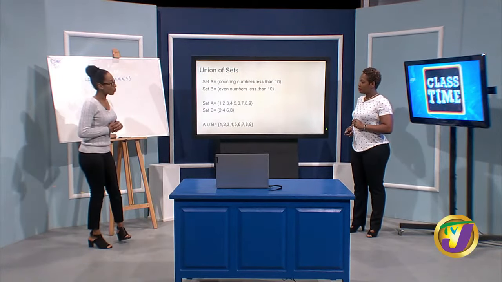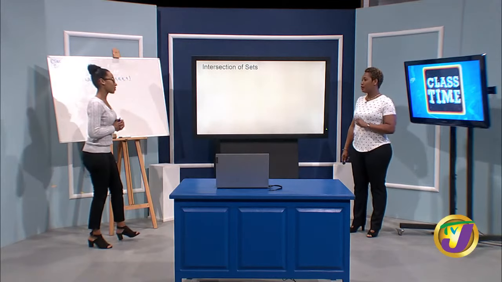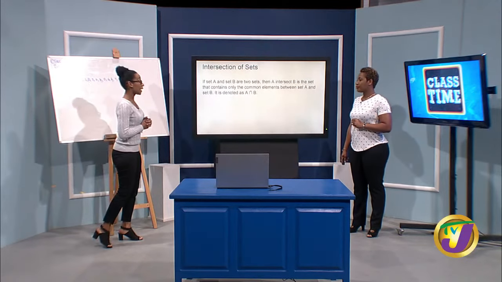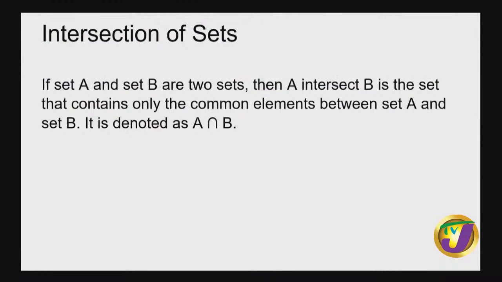So we're now going to take it a little notch further. Let's see what is up. We should be looking at intersection of sets. All right. If set A and set B are two sets, then A intersect B is the set that contains only the common elements between set A and set B. It is denoted as A intersect B, and we see the symbol here. It looks like an upside down U.